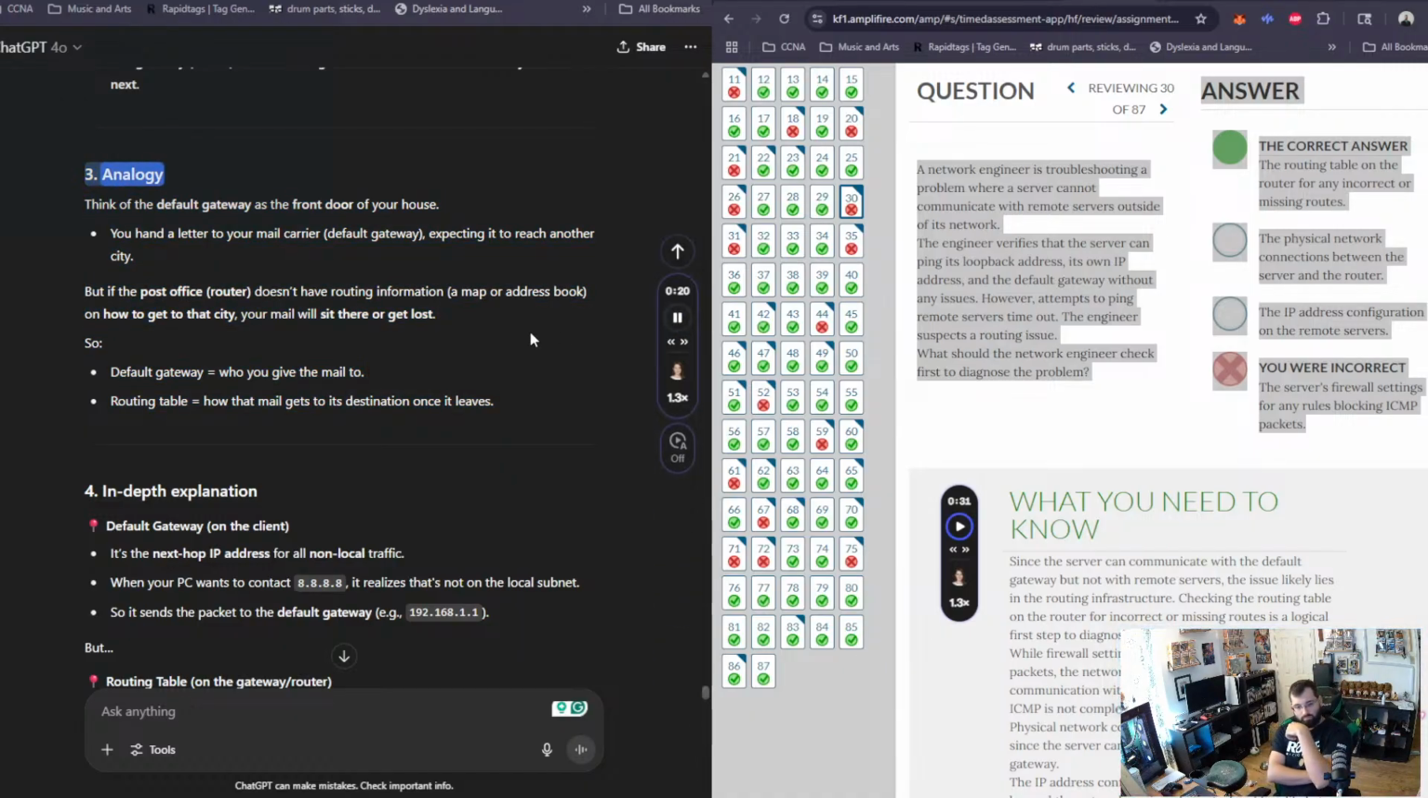3. Analogy. Think of the default gateway as the front door of your house. You hand a letter to your mail carrier, the default gateway, expecting it to reach another city. But if the post office router doesn't have routing information, a map or address book on how to get to that city, your mail will sit there or get lost. So, default gateway equals who you give the mail to. Routing table equals how that mail gets to its destination once it leaves.